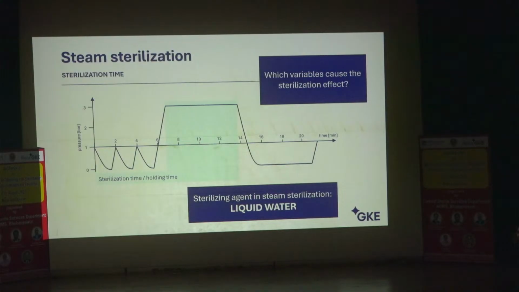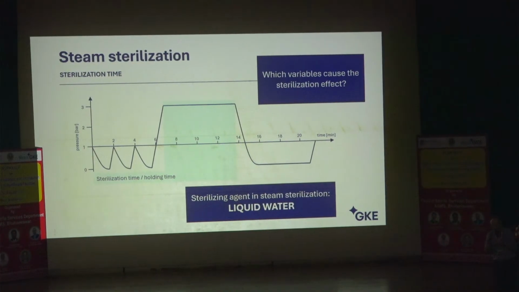So the sterilizing agent in your process is liquid water. Your goods have to become wet everywhere where you want to have sterility. Have a look at your instrument and think about positions where you might have doubts if they become wet, yes or no. This is validation.